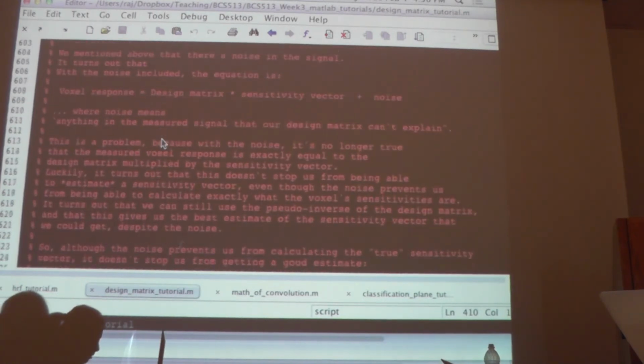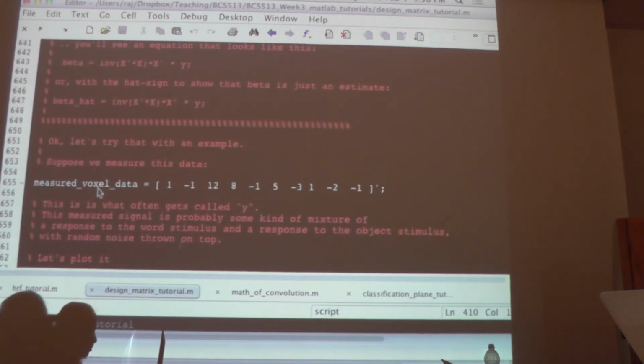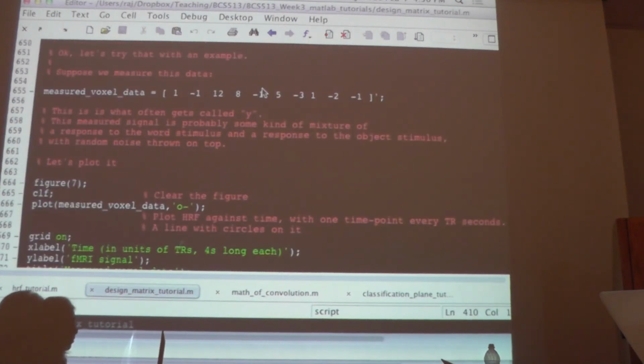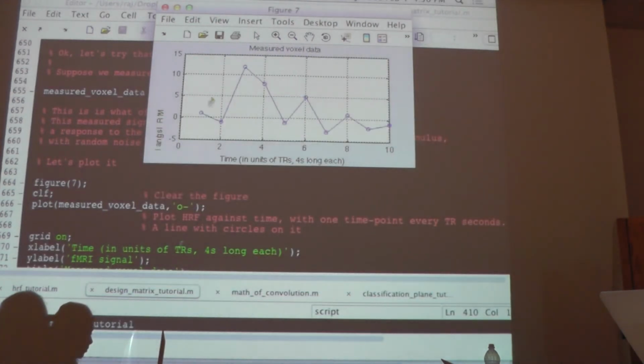So here's a kind of pretend version of that. We're going to imagine that we measured some voxel data, which if I plot is this. Suppose I measured some voxel data that look like this. You can see something happens around this time, and then it looks like something else happens around here, and then there's some noise. This is a little bit closer to the actual time series that we looked at from the Haxby data. Stuff comes out that looks a little bit like this.